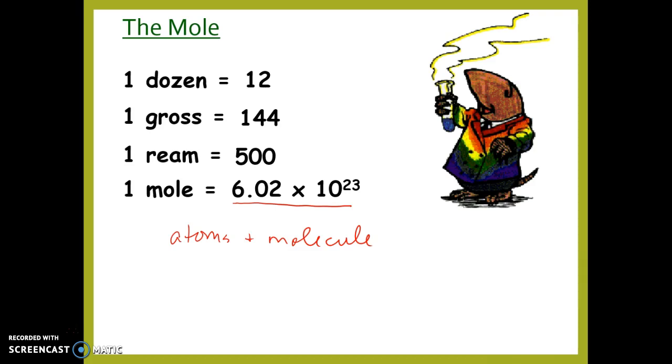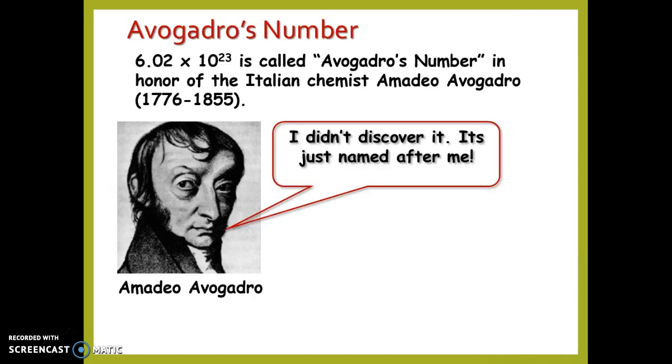So don't be fooled by the number. It's the same thing as dozen, gross, or ream. You just have to remember that there's a different number that's very large. And we use scientific notation because the number is very, very large. Okay? So it's also known as Avogadro's number. Now, if you can say the word avocado, you can say the word Avogadro. Change the ka to a ga and change the do to a dro, and you've got Avogadro's number.